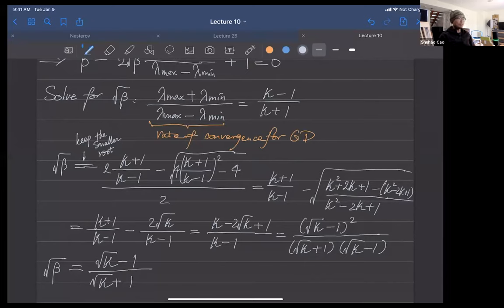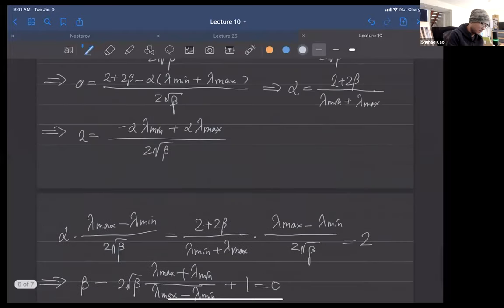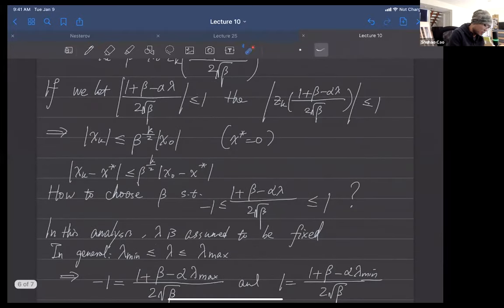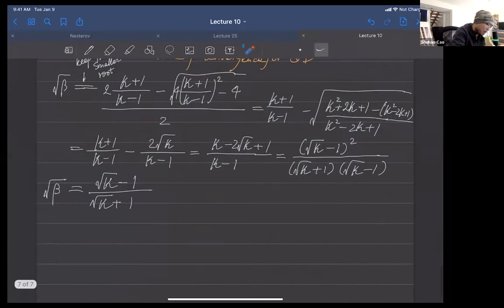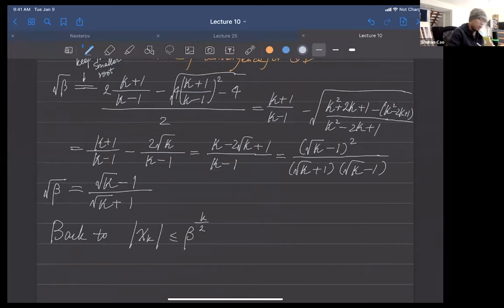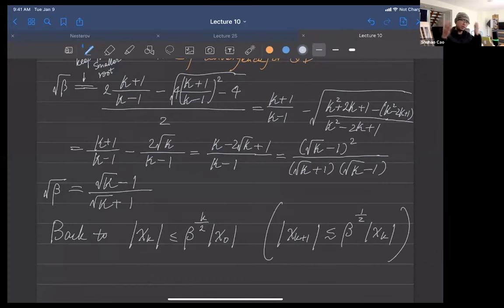Okay, so we have a long derivation of square root of beta, but if we look at the expression here, back to the absolute value of x_k being less than or equal to beta raised to the k divided by second power, times the absolute value of x zero. So this is almost the same thing as saying x_{k+1} is approximately equal to beta to the one half times x_k. Okay. So square root of beta is our rate of convergence.